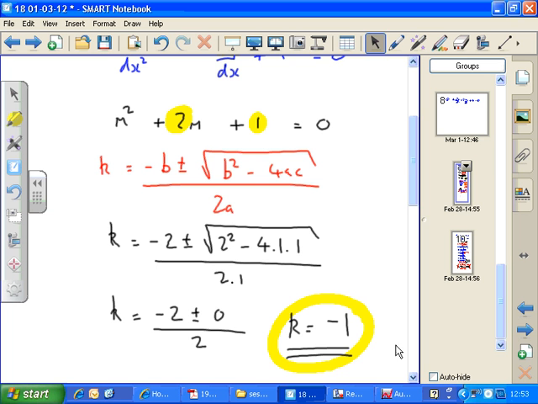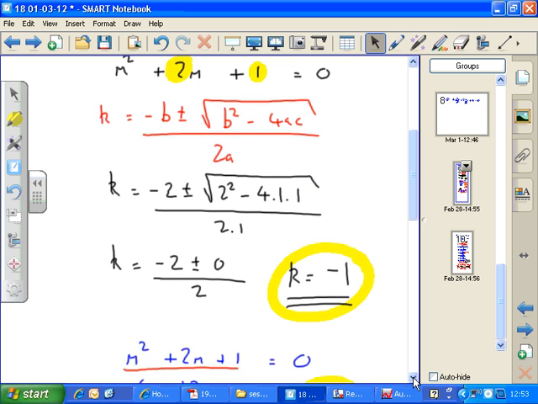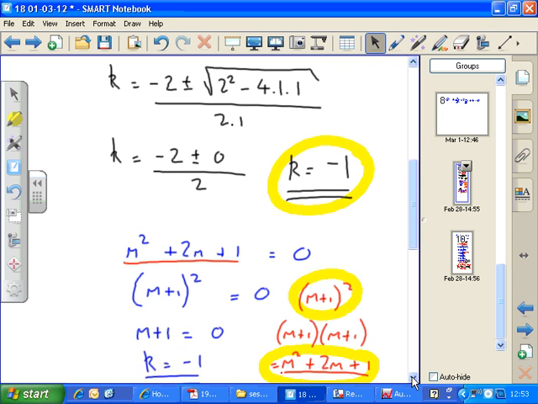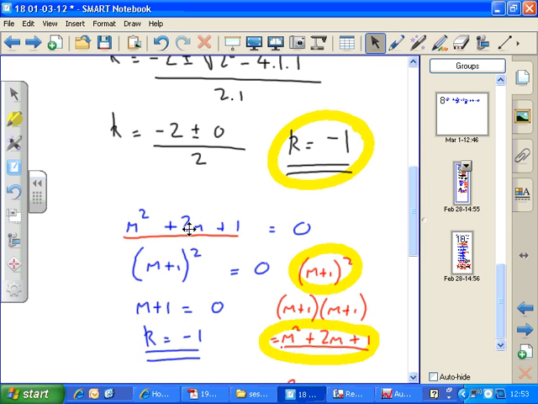The perfect square gives us the example where you just get one root. And here you can see how the perfect square root works. Look, if I get this form, then I can rewrite that as m plus 1 all squared equals 0. So then square root both sides, m plus 1 equals 0, and k equals -1. So look for this idea of the perfect square root.